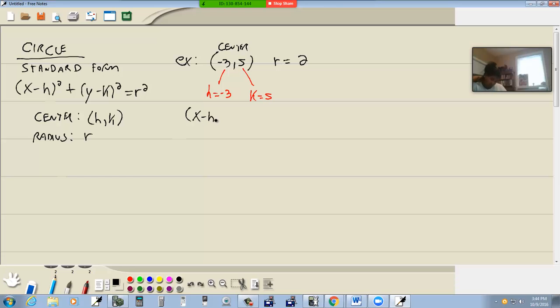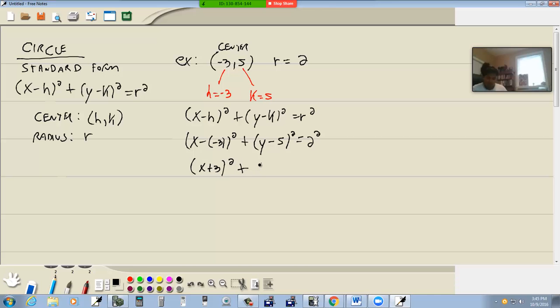Now our standard form is (x minus h) squared plus (y minus k) squared is equal to r squared. So I'll plug in the appropriate number. So h we said was negative 3, plus y minus k, which was 5, equals r squared, so 2 squared. Then you do a little bit of simplifying. (x plus 3) squared plus (y minus 5) squared is equal to 4. And that would be our answer.